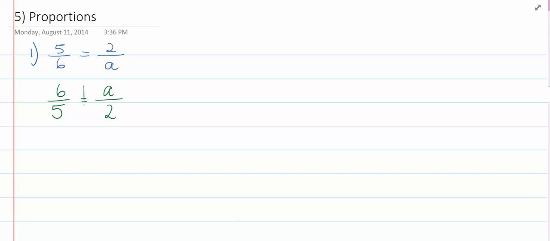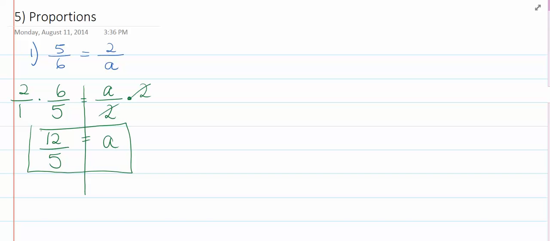I'm going to want to go ahead and get rid of the 2, so the opposite of dividing by 2 is to multiply both sides by 2, just like dealing with fractions here. So therefore a equals 2 times 6 is 12, and we get 12 over 5, and you can just leave it as a reduced improper fraction, and that should be fine.